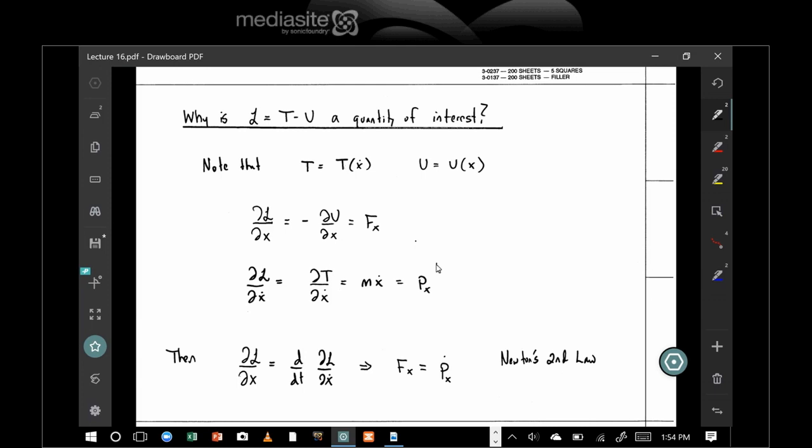So the thing that's minimized, the thing in the action integral, has to be the kinetic energy minus the potential energy. Because if it wasn't, then Lagrangian mechanics would not be equivalent to Newton's laws. Okay, that's really important.